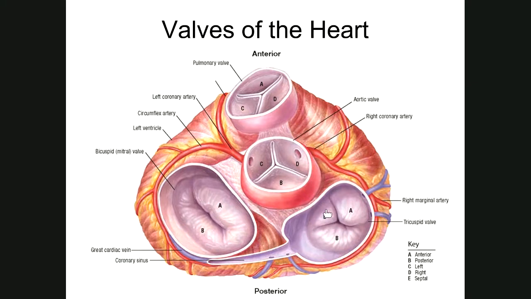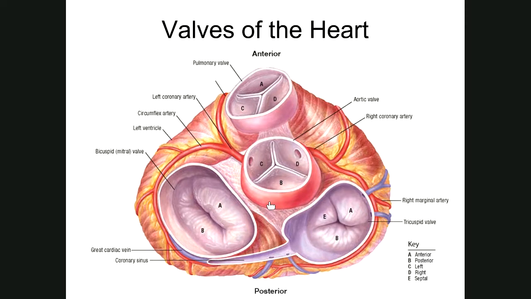Well, look at your semilunar valves. They look a little different. They're like little cups. There's 3 of them, 3 little cup-like structures that interlock to form that valve. And so we're going to look at those on the next several pictures.